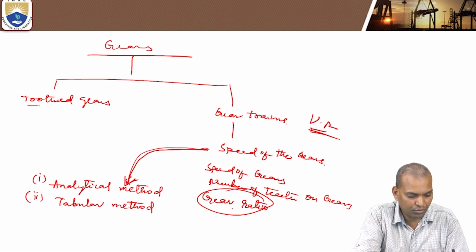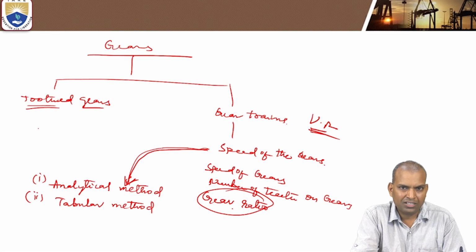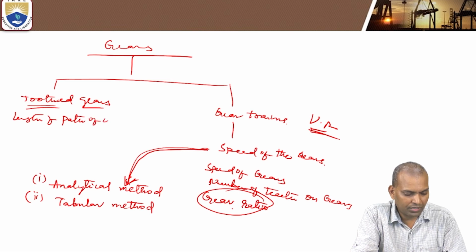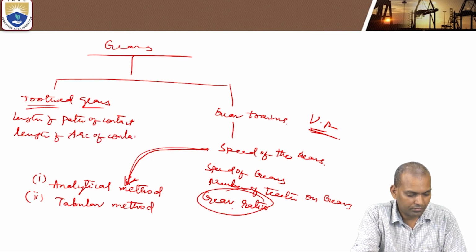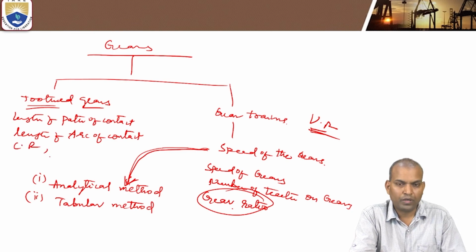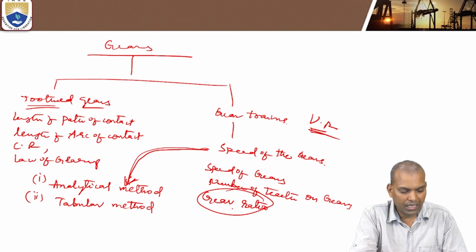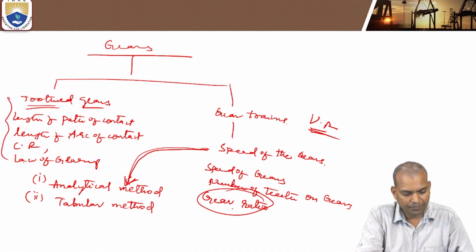Now, coming to the topic of toothed gears. In toothed gears, we will do more of the analysis part. It is related to the design of the gears. What does the design of the gears mean? What is the length of path of contact, length of arc of contact, contact ratio? One more important thing is called the law of gearing. What is the law for meshing? So these are the things we study in this category.